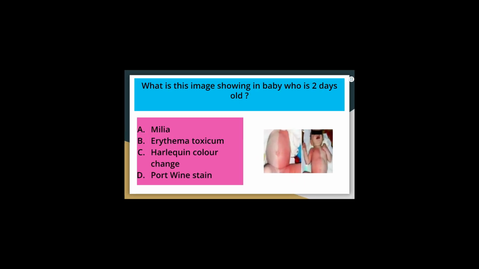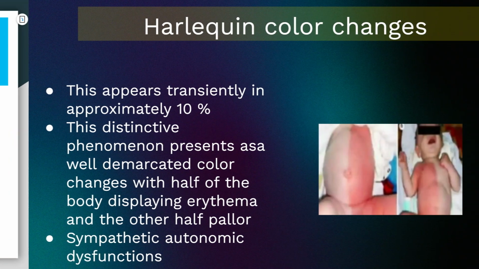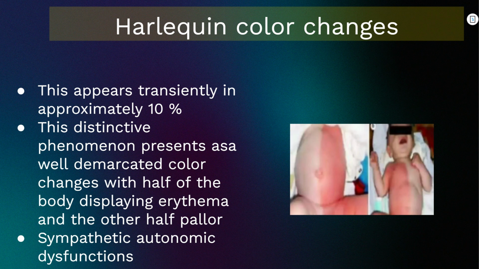The next question is, what is this image showing in a baby who is 2 days old? Options are milia, erythema toxicum, harlequin color change, or port wine stain. At the end of the video, now you all know that it is neither milia nor erythema toxicum. So let's look at harlequin color change and port wine stain. Harlequin color change appears transiently in approximately 10% of healthy newborns.